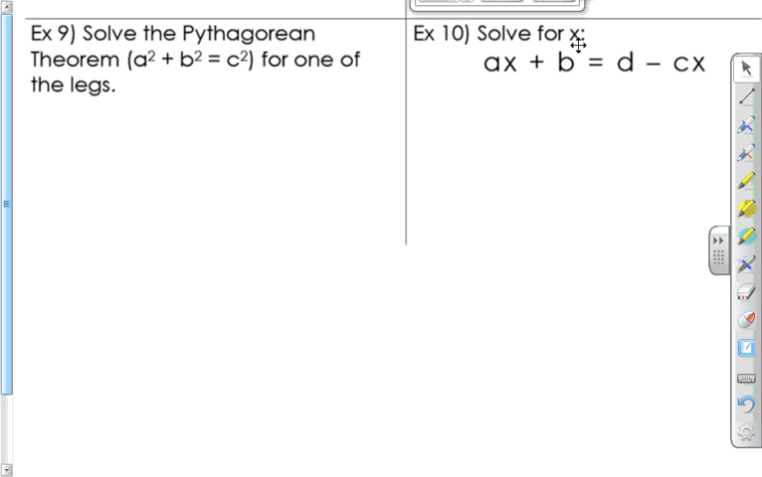In this equation, we're asked to solve for x: ax plus b equals d minus cx. The first thing I want to notice here is that there are two terms that have x. There's ax here on the left and cx on the right. So let's get those terms together on the same side of the equation. We could start by adding cx to both sides. So we end up with ax plus cx plus b is equal to d.